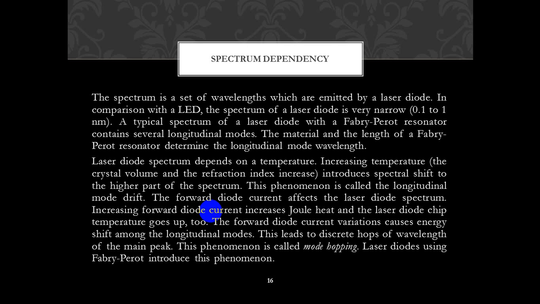The forward diode current variations cause energy shift among the longitudinal modes. This leads to discrete hops of wavelength of the main peak. This phenomenon is called mode hopping. Laser diodes using Fabry-Perot resonators exhibit this phenomenon.